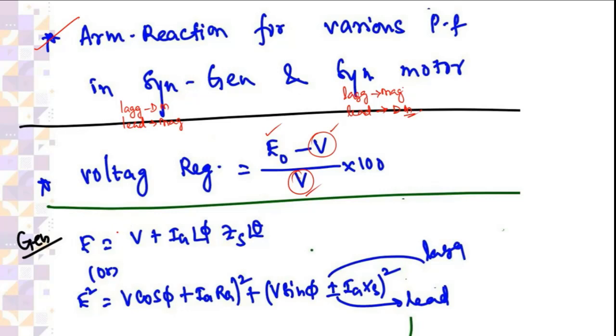So in the generator, generated EMF is equal to terminal voltage plus drop. While calculating the drop, be careful. This armature current may be leading or lagging with respect to voltage. Plus is for leading and minus is for lagging, and theta is the internal impedance angle of the generator. You can also calculate this way: E square is equal to (V cos phi plus IARA) whole square plus (V sin phi plus or minus IAXS) whole square. So plus is for lagging and minus is for leading.